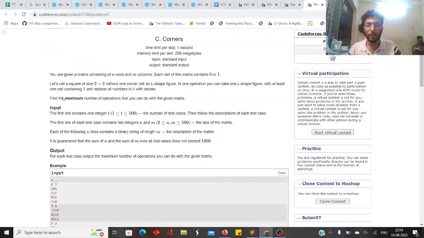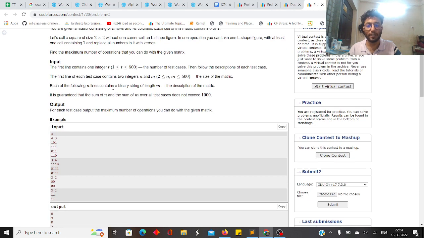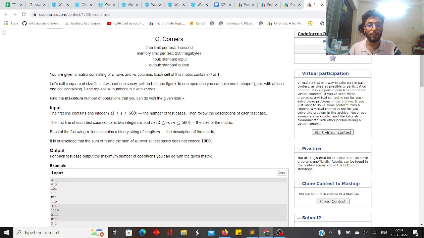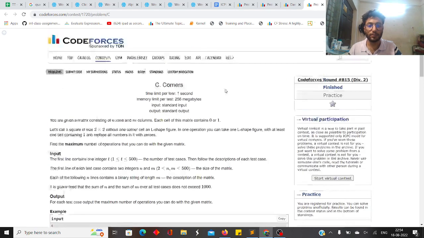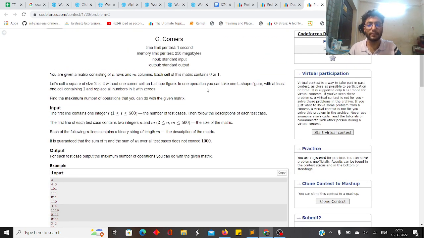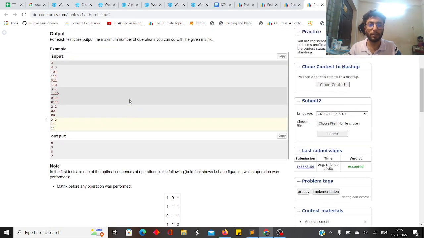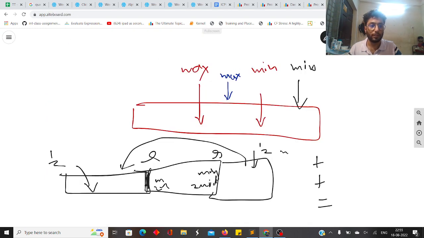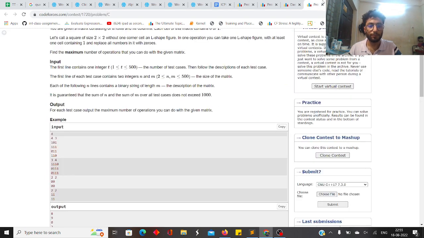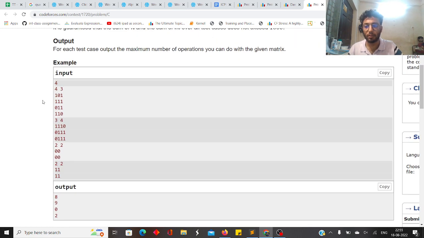So in problem C, you are given a matrix consisting of n rows and m columns, and this is a binary matrix, that is each of the values is either 0 or 1, and you select an L-shaped element. An L-shaped element is basically a 2 cross 2 square with one of the cells removed. So you can select any L-shaped element that contains at least one cell containing 1 and replace all the numbers in it with zeros, and you have to find the maximum number of operations that you can do with the given matrix. So let us see what the problem is. Let us see some of the test cases that are present in the input.